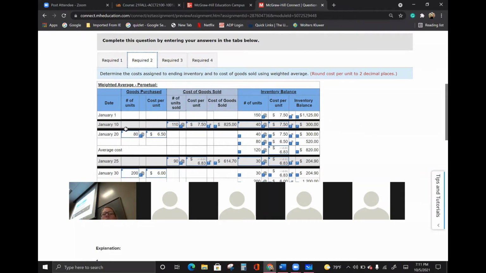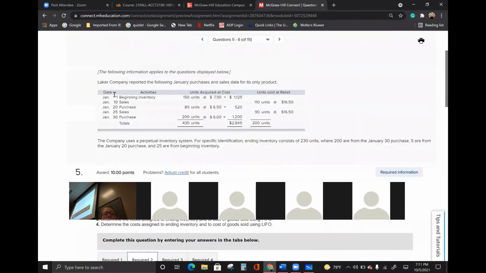Now I have 110 units that I sold. So if you go back to your table, it says on January 10th, I have 110 units that I sold. Do I need to worry about the 1650 right now that I sold it for? Not for cost. We don't worry about that. I just need to know how many units. So if I'm doing average, I need to know what is the average.